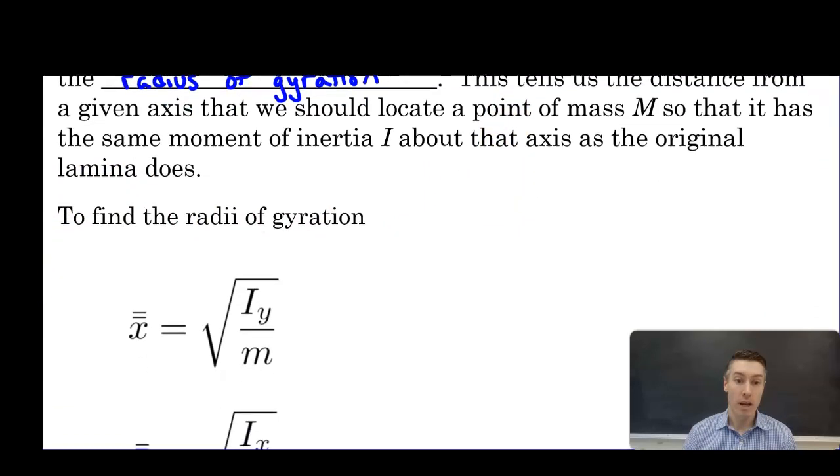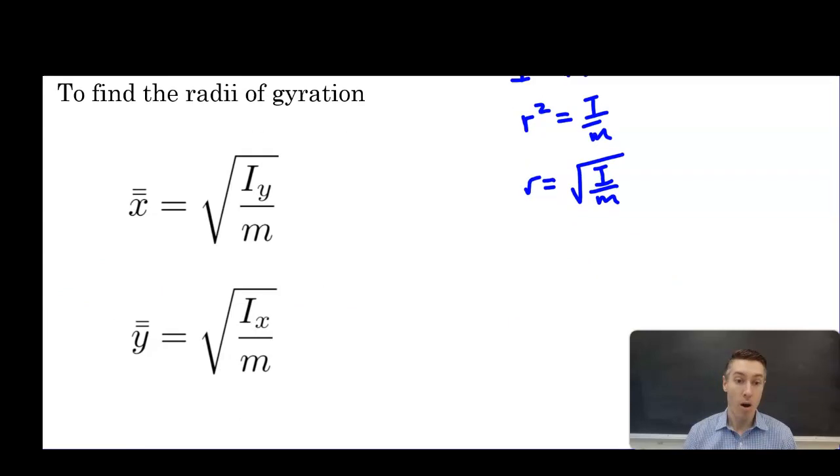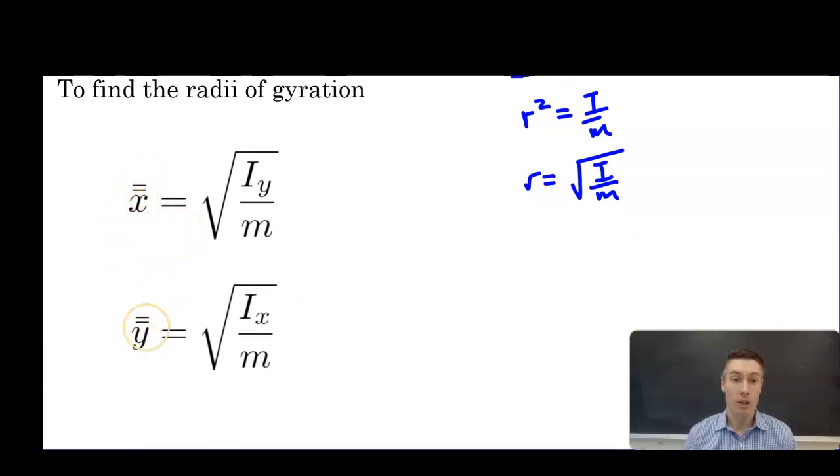Right? And to find the radii of gyration, really what we're doing is taking I equals mr squared and solving, right? R squared equals I over m. R would equal the square root of the moment of inertia over the mass. So for our purposes, notice the double bar notation. The radius of gyration about the y-axis is x double bar. So that's the square root of the moment of inertia about the y over mass. And then y double bar, which is the radius of gyration about the x-axis, is the square root of the moment of inertia about the x-axis over the mass.